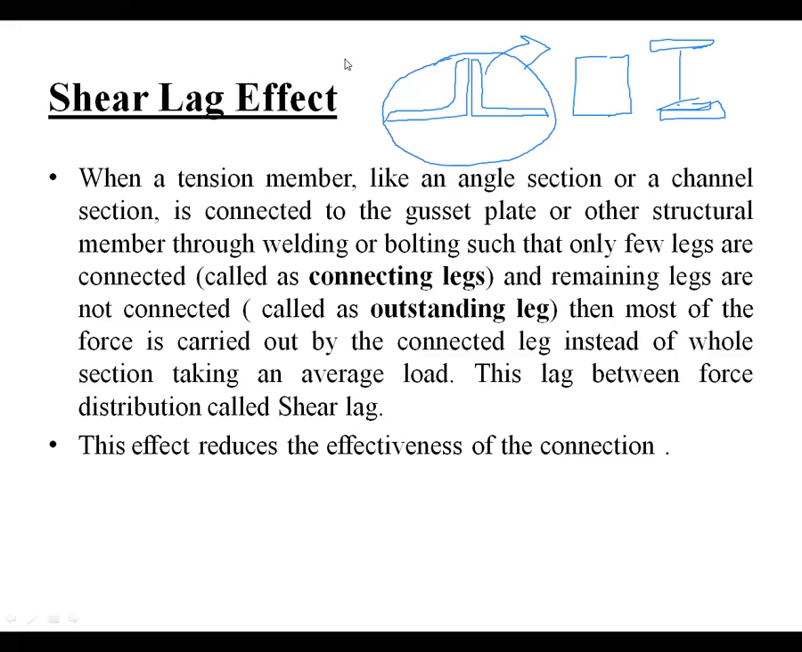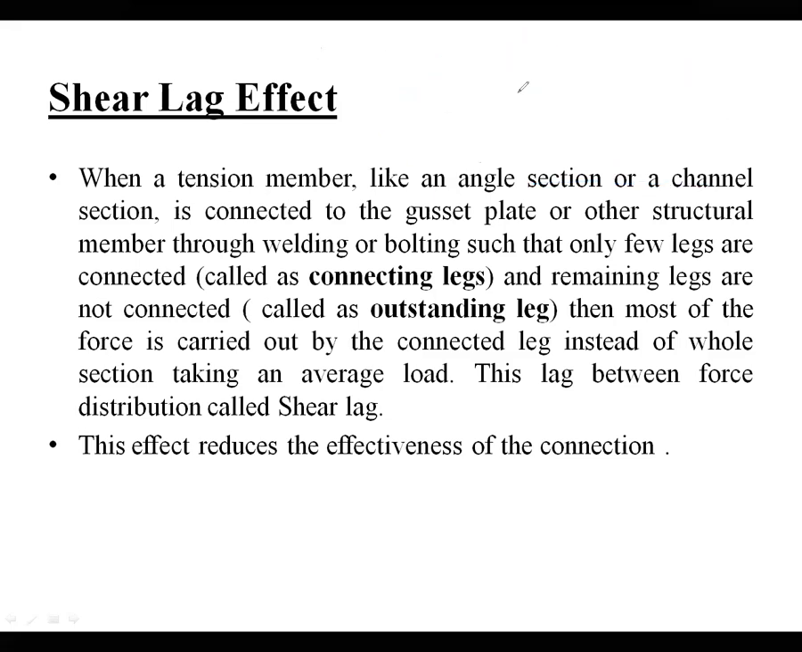So you have to draw these 5 or 6 sections like angle section, T section, I section, channel section, and the connected sections like built-up sections: two angles connected to each other, two channel sections connected to each other face to face, then back to back. This is a simple question which is generally asked in the university exam.